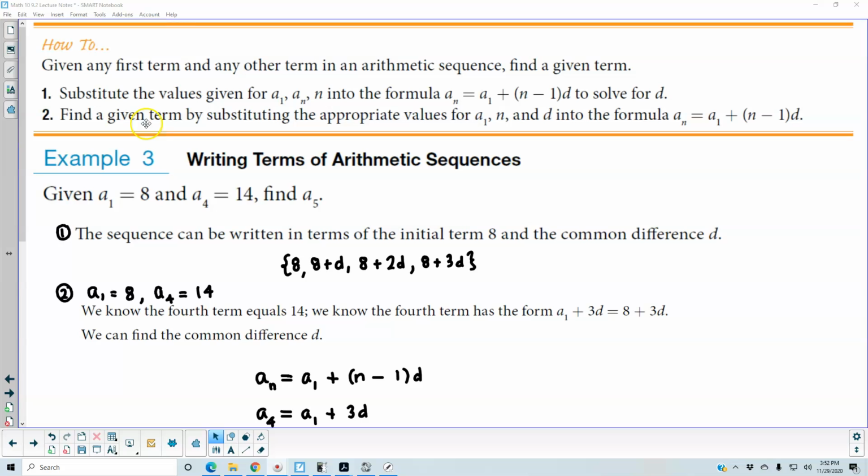And then we're going to find a given term by substituting the appropriate values that we found for a subscript 1, n, and d into the formula.